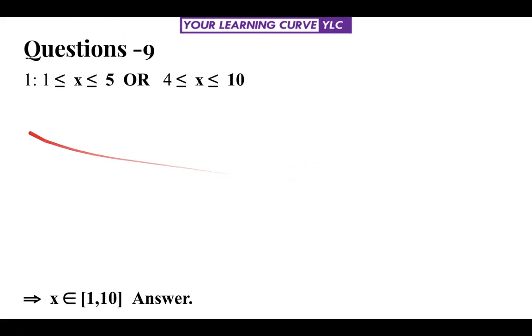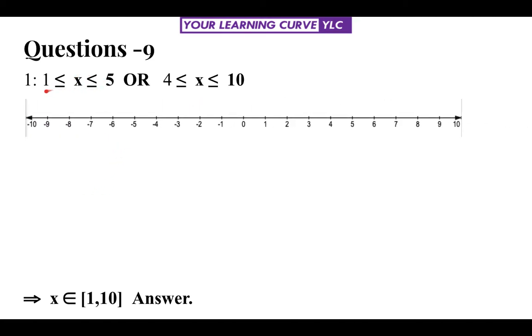Let's do some questions for OR. We know that OR means union, meaning if x satisfies any one of these inequalities, then it will be a part of our answer. So let's plot the first inequality. x is greater than or equal to 1 but less than or equal to 5, meaning the first interval is 1 to 5, both endpoints included. The second inequality is 4 to 10, both endpoints included.